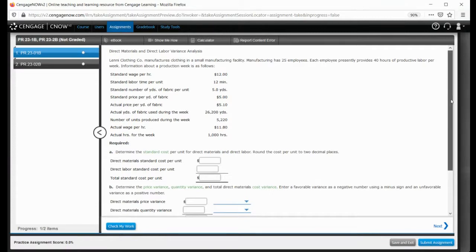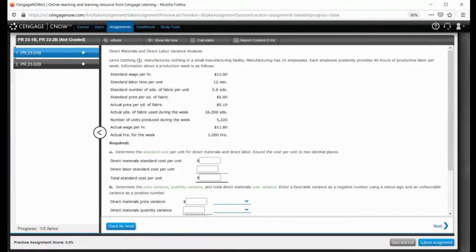And what we're going to be doing in problem 23-1B is we're going to be talking about something that we call direct materials and direct labor variance analysis. Now, all through this course, we've been talking about manufacturing cost. You'll remember your manufacturing costs were your direct materials, your direct labor, and your factory overhead. So what we did in the very last chapter that we covered was we covered budgets. And a part of this chapter is going to be comparing budgeted amounts with what actually happens to your company. And that's what we're going to call variance analysis.